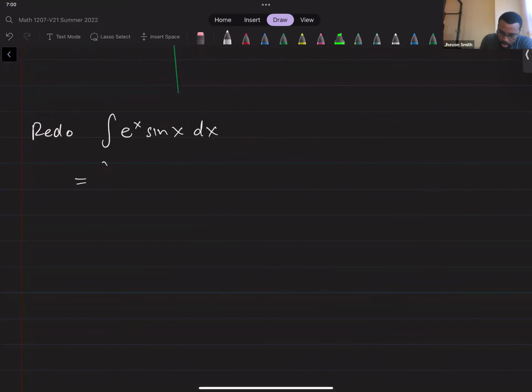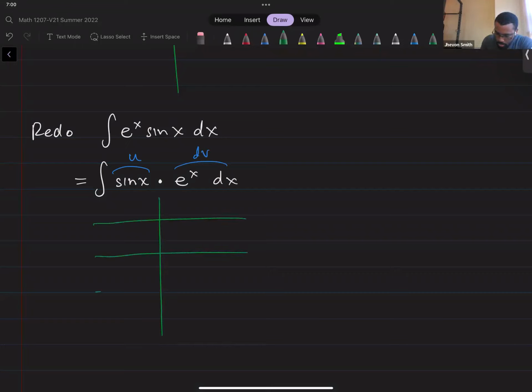Right. So according to LIATE, I would rewrite it in this order, because I want this to be my u and my dv. So I'll do the table below. Integral of the derivative of sine is negative cosine. The derivative of that is sine.